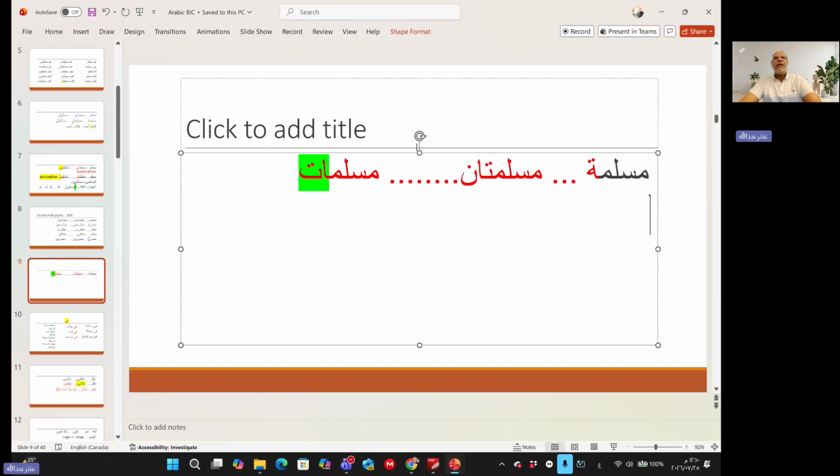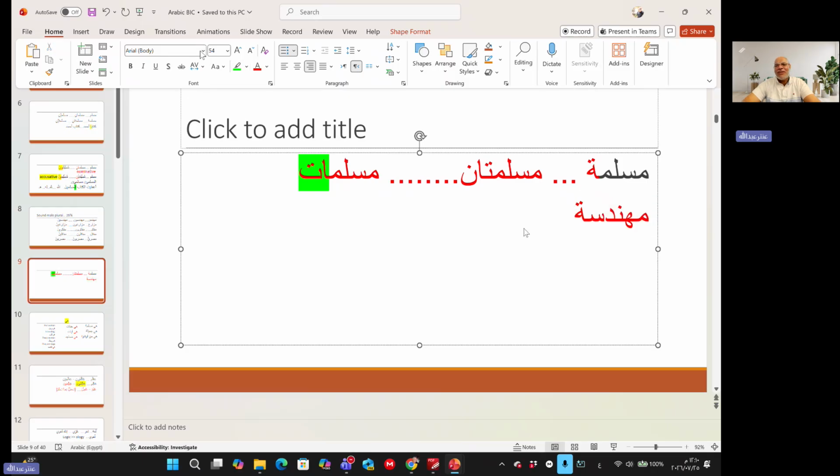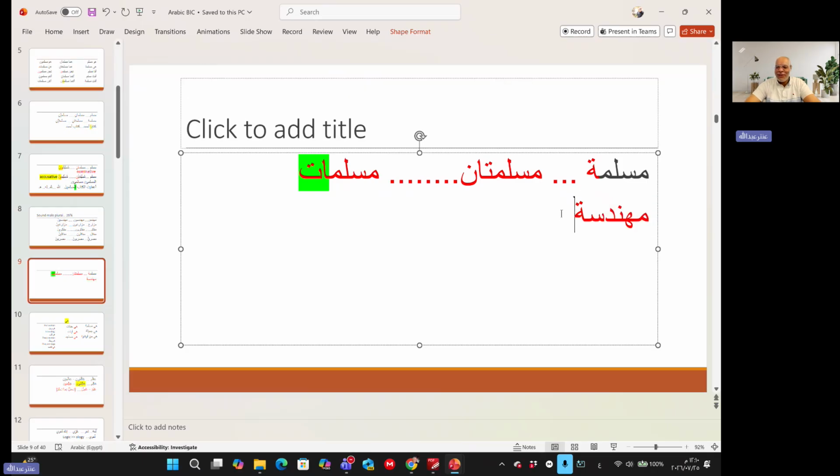Now, what's a female engineer? What is a male engineer? Okay, that's right. So a female would be مهندسة, with a ta marbuta. Okay, so if a female engineer is مهندسة, your wife would like this answer, mashallah. مهندسة. What will be the plural?